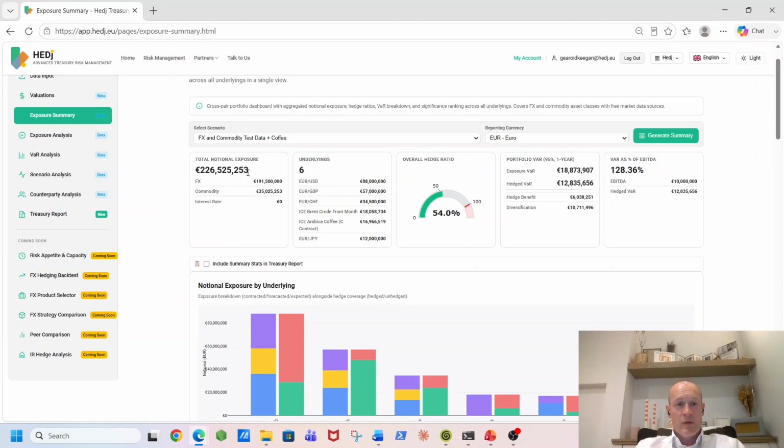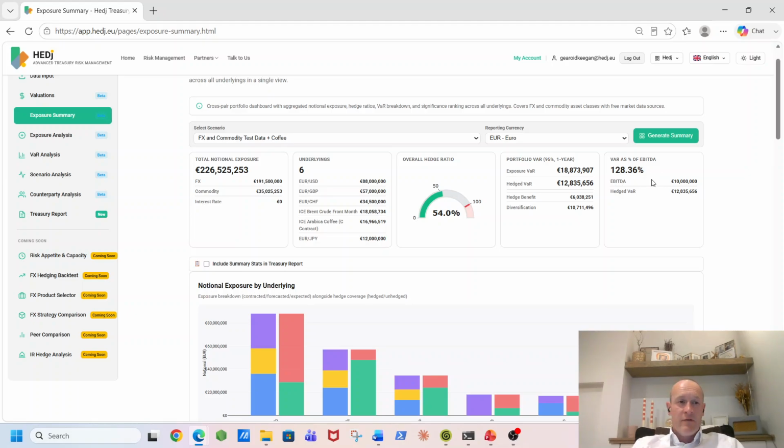So this 226 million of exposure, a 95th percentile worst case move is a negative valuation of 18.8 million. When you bring into account the hedges, that reduces to 12 million. So even though we have 54% of our exposure hedged, the risk reduction is more like 30%. So that's dependent on the volatility and what's been hedged, and it gives a better reflection of what a company's exposures are and how effective their current hedging is.